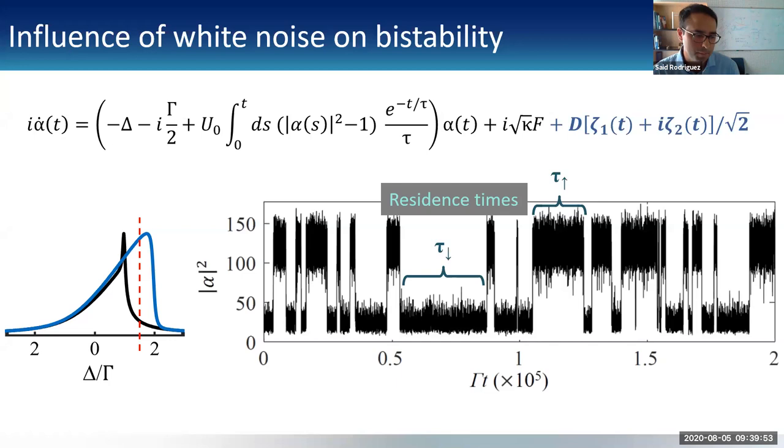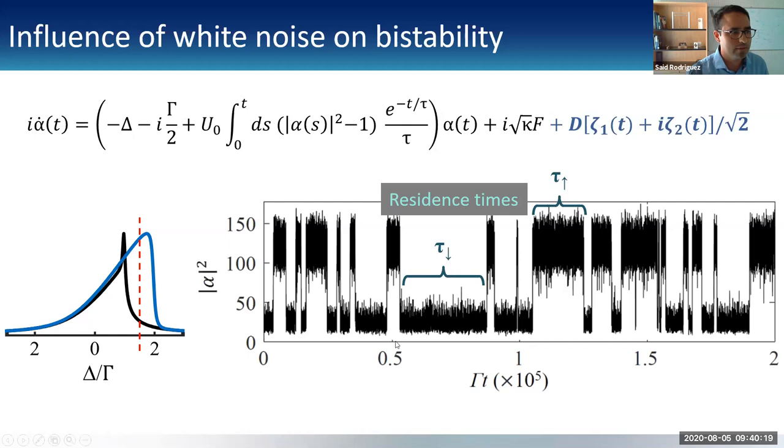suppose that you have an optical system and that you measure the transmission of light through it, or you have any other system, right? And you measure a time series, like the one I'm showing you here. How can you tell if the system has memory or not? How can you tell if the system is Markovian or not, right? On the basis of the time series only, where you have this switching event.